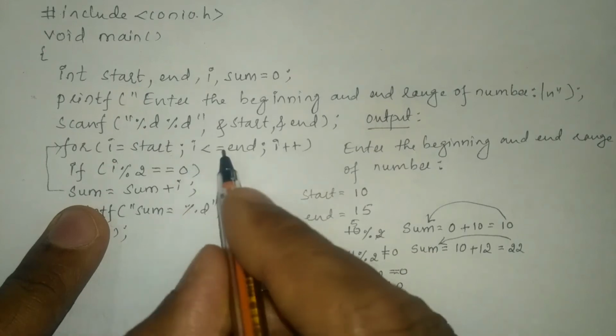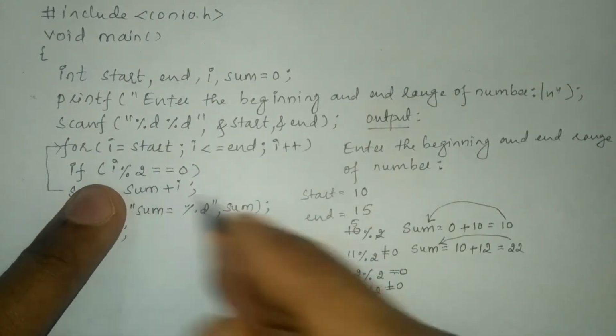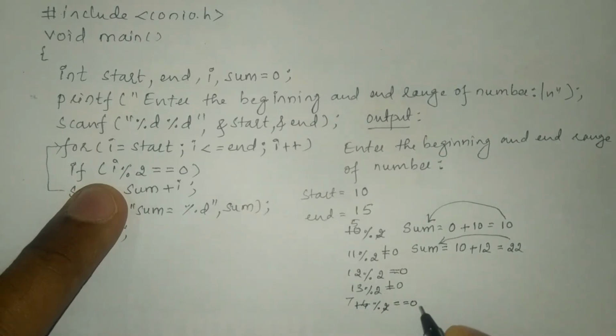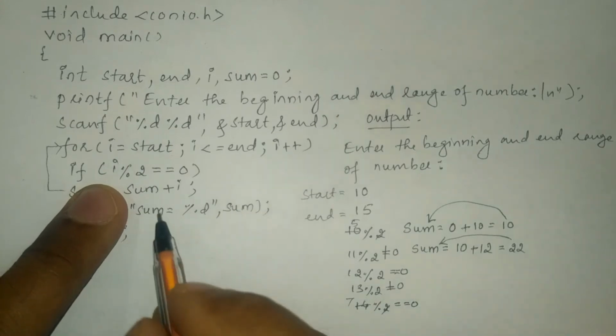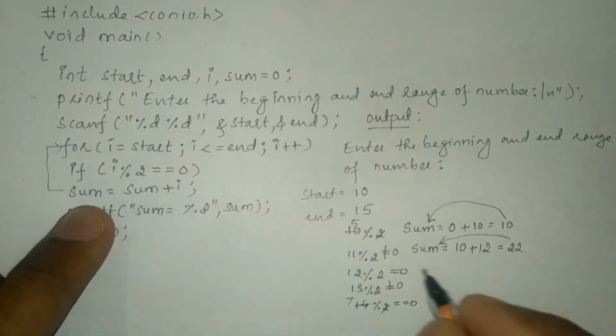So 14 is less than or equal to 15. Yes, it is true. And we are going to check the condition. Here we'll write 14 modular division by 2. So which is exactly divisible by 2, because remainder gives me here 0. This is true. If this is true, then this particular statement will get executed.